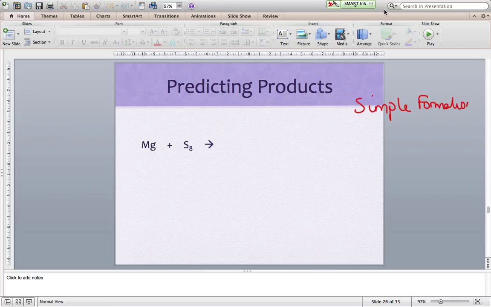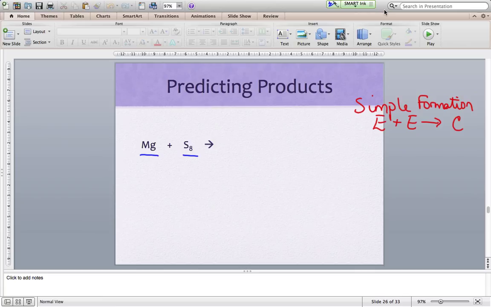And in a simple formation reaction, we are just taking a look at elements coming together to make a compound. So element plus element making compound. And that's what we have here. We've got magnesium and sulfur, 2 elements. Well, they're going to make a compound. What kind of compound will they make? What you need to recognize is that magnesium is a metal, sulfur is a nonmetal. The type of compound made by a metal plus a nonmetal is always an ionic compound.